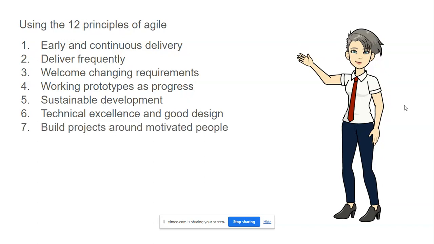Build projects around motivated people. That is one thing I always emphasize. You must get motivated people within your team. You build your project with these guys. They have a way to bring out the beauty in the project at every given time. The next one, focus on simplicity. Ambiguity is not good. Simplicity is best. So you just try to make your project simple and make it very nice.